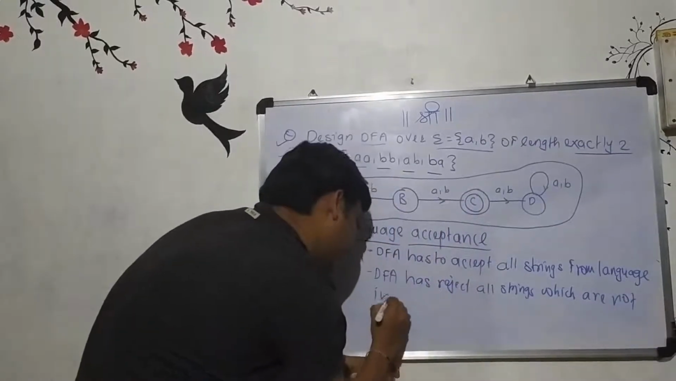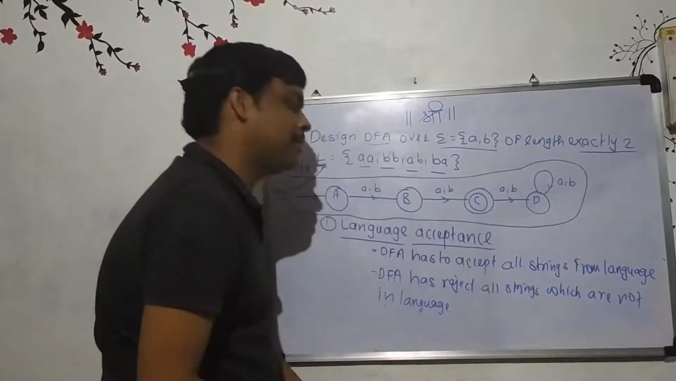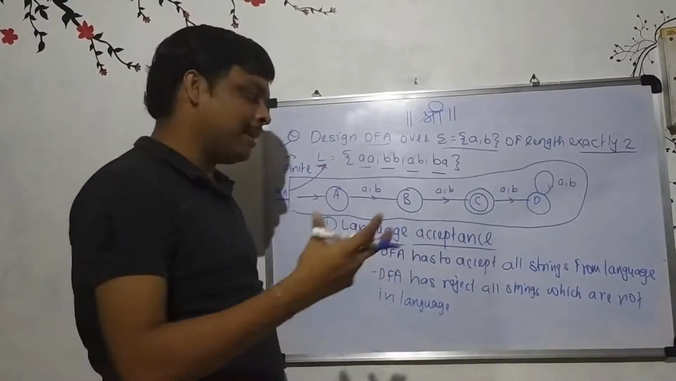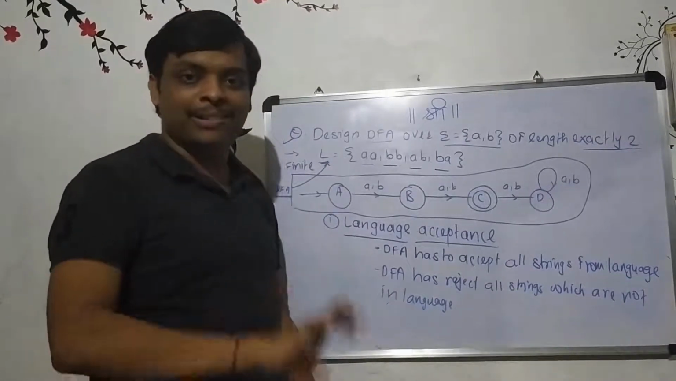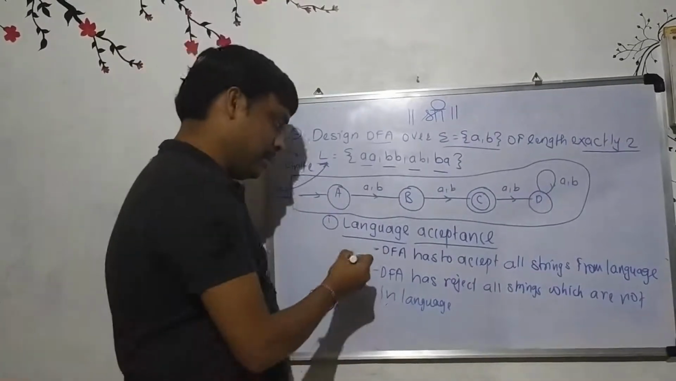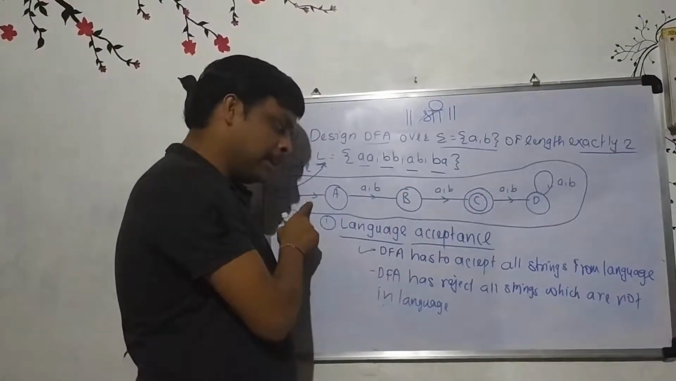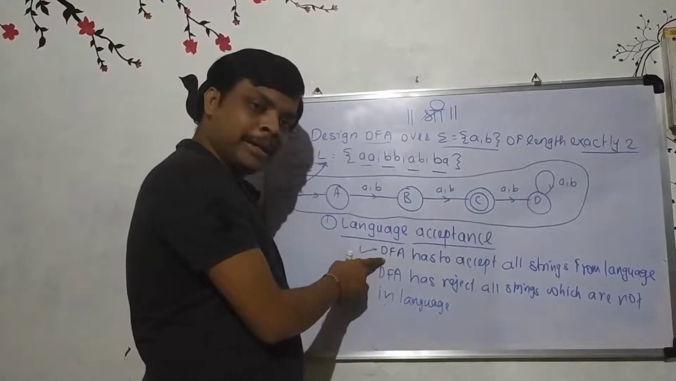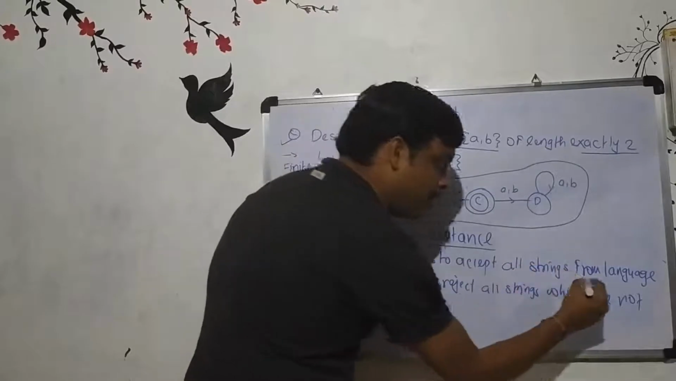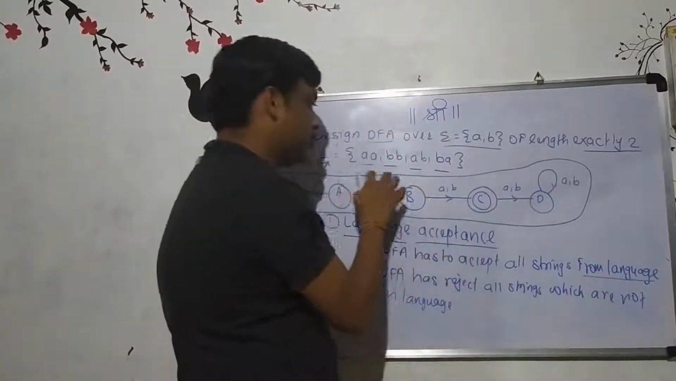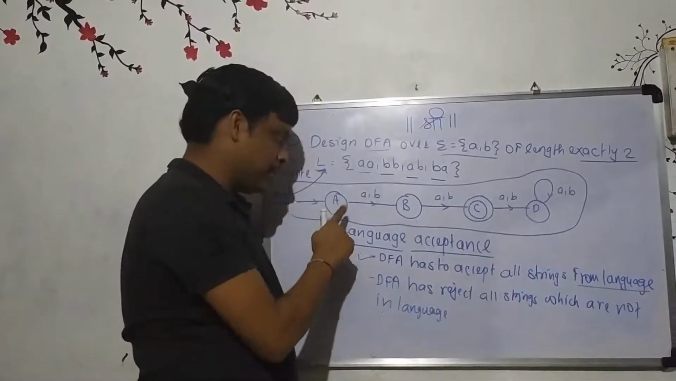You may find both points are the same, but they are not the same. There is a difference. See what that difference is. First point, what I said, whenever you are designing a DFA, you have to design it in such a way that your DFA has to accept all the strings from the language. So in this language 4 strings are there. Whether all 4 strings are accepted, see here, AA.